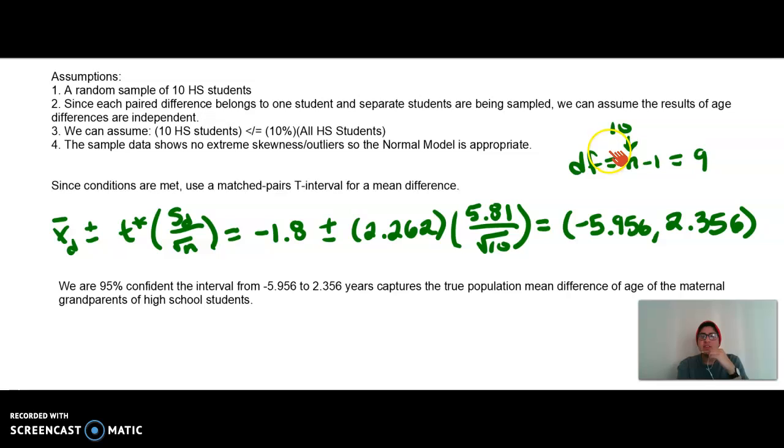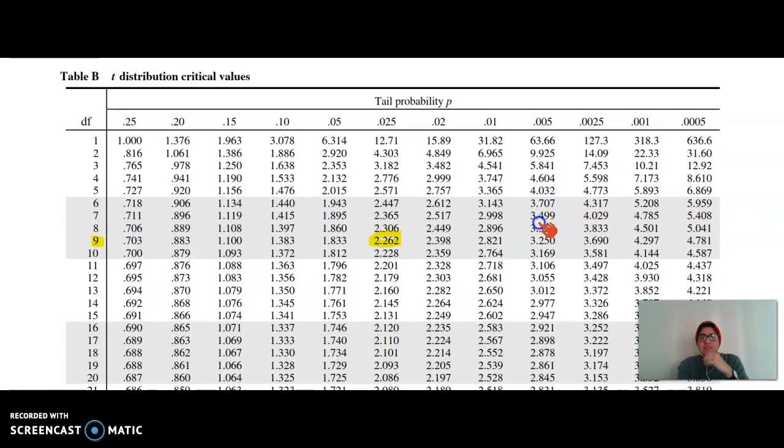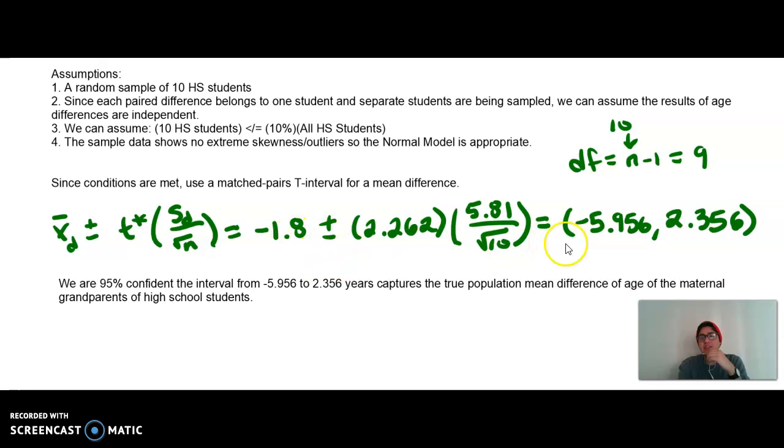Now, here I know that the degrees of freedom at 10 observations minus 1 gives me 9. I use the summary statistics provided to me of negative 1.8, 5.81 over the square root of 10. And of course, this t-star value comes from our handy-dandy t-table. I have 9 degrees of freedom, and at 95% confidence, the critical value is 2.262. Now, if you do it by hand, you would obtain a very close result. I did round. It was slightly different than the one provided by the calculator.